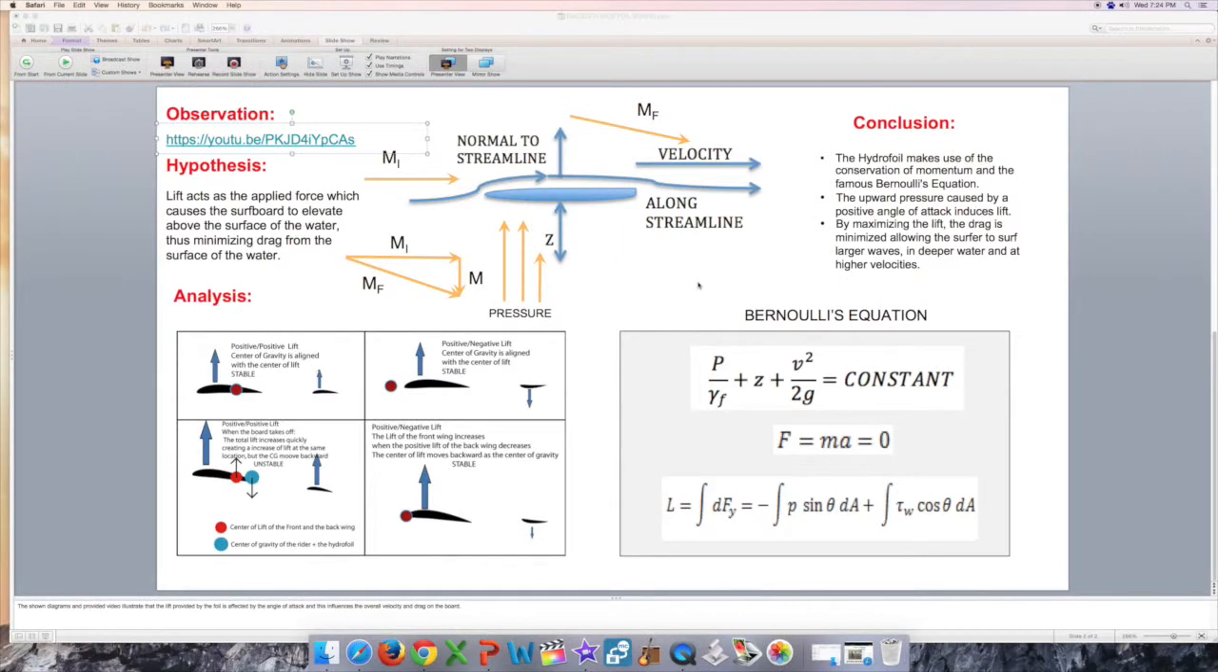Now, for our conclusion, we came up with: the hydrofoil makes use of the conservation of momentum in the famous Bernoulli's equation. The upward pressure caused by a positive angle of attack increases lift. Now, by maximizing the lift, the drag is minimized, allowing the surfer to surf larger waves in deeper water and at higher velocities.